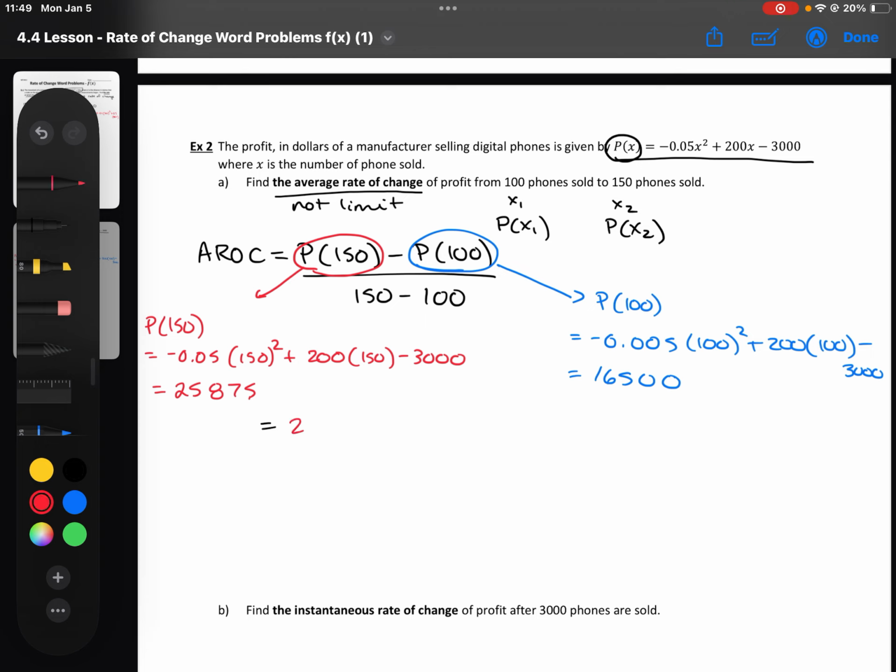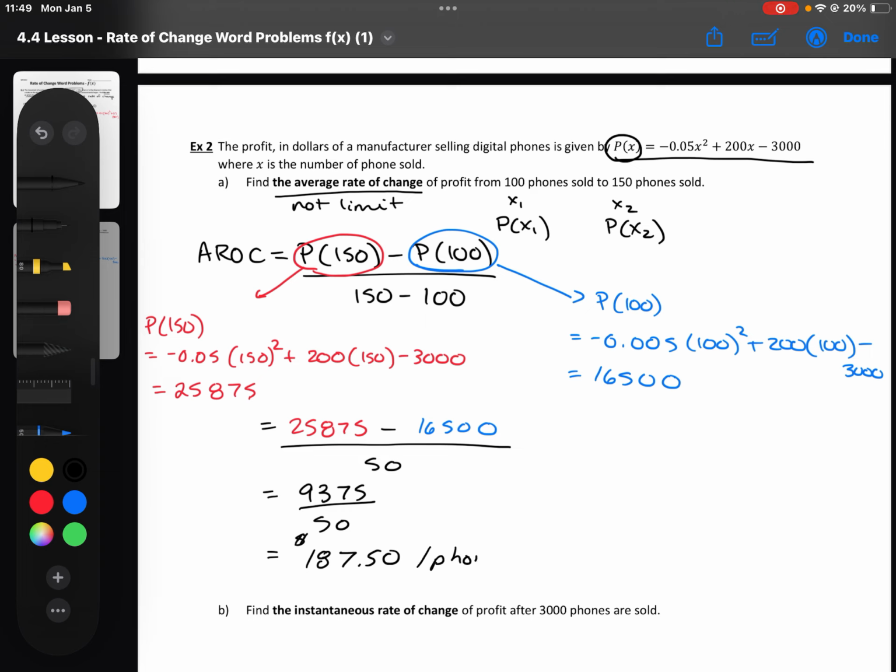And so when I put those values in, what I'm going to find is I've got the difference between my y values divided by the difference between my x values, which is going to give me 9,375 divided by 50, which gives me an average rate of change of $187.50 per phone. It is important to have the units because we are dealing with a word problem.